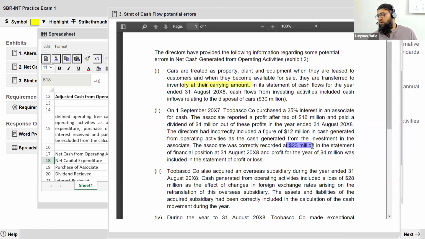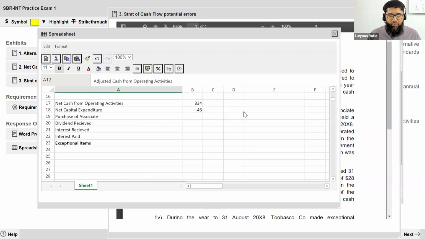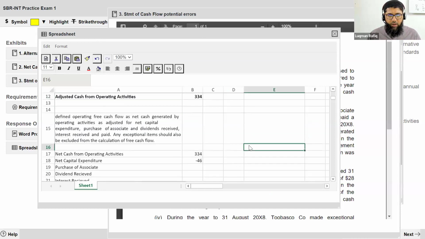So now see, you should know how the investment in the associate is to be accounted for. You should know how the investment in the associate should be accounted for. Now let me just guide you through this. Basically, let's just come on to it and see investment in associate.